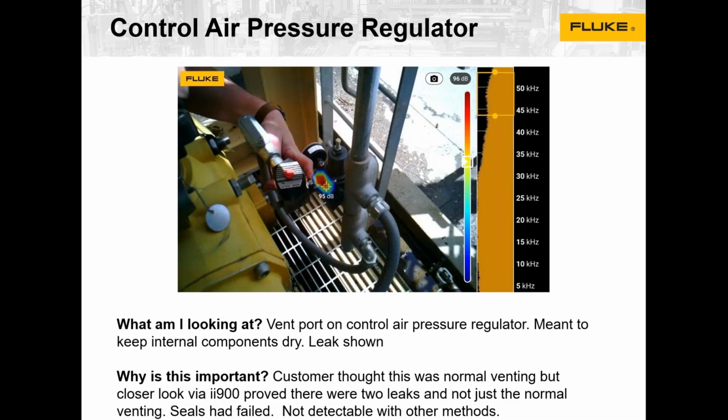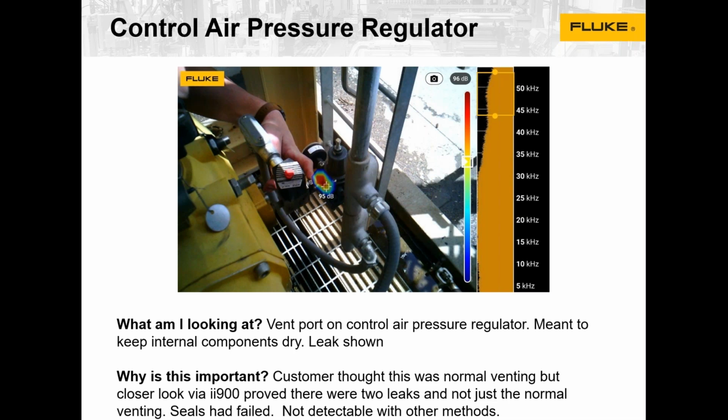All right, Adam, thank you. Yeah, I think seeing a good variety of these examples will help give you an idea of where in your facility or with your situation, what's the value here. So in this case, it's a control air pressure regulator, and there's a vent port pictured.